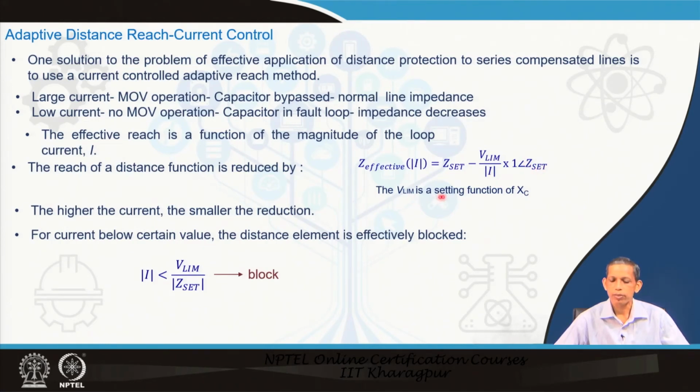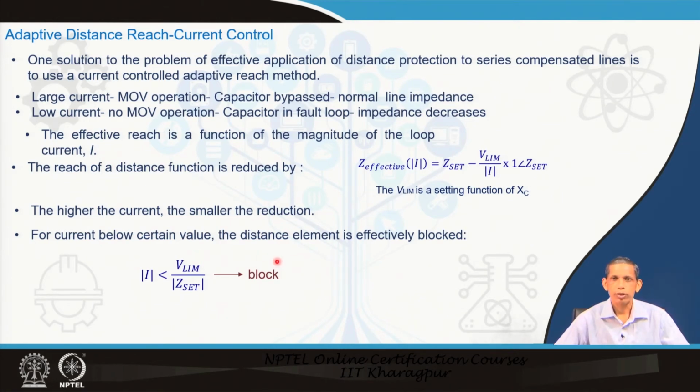So, what is V lim? It is a function of x c, so you can say that it depends on the system perspective and also the particular x c. The higher the current, the smaller the reduction. If the current becomes higher, the reduction part is smaller, and if the corresponding current is too large, then the z effective is z set, as if there is no presence of capacitor. However, if the current is smaller, this part becomes dominant. For current below a certain value, the resistance element is effectively blocked.